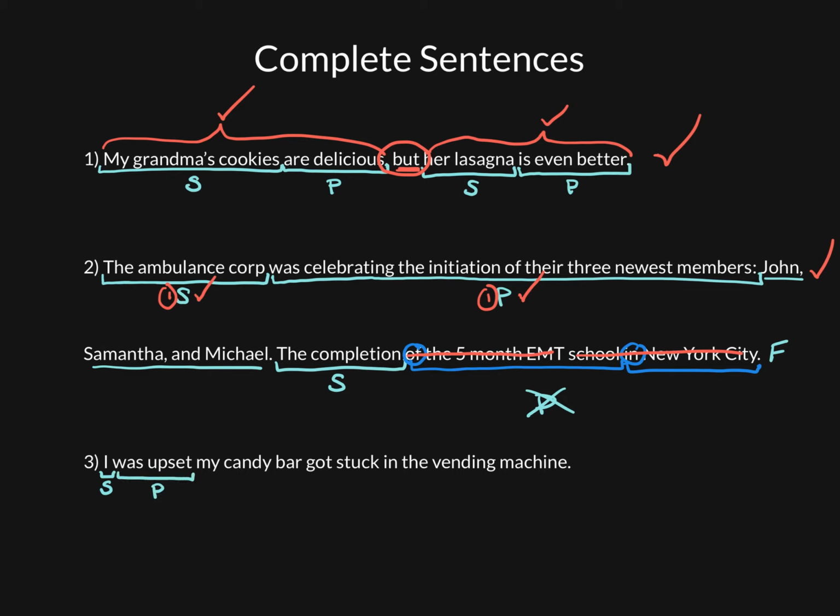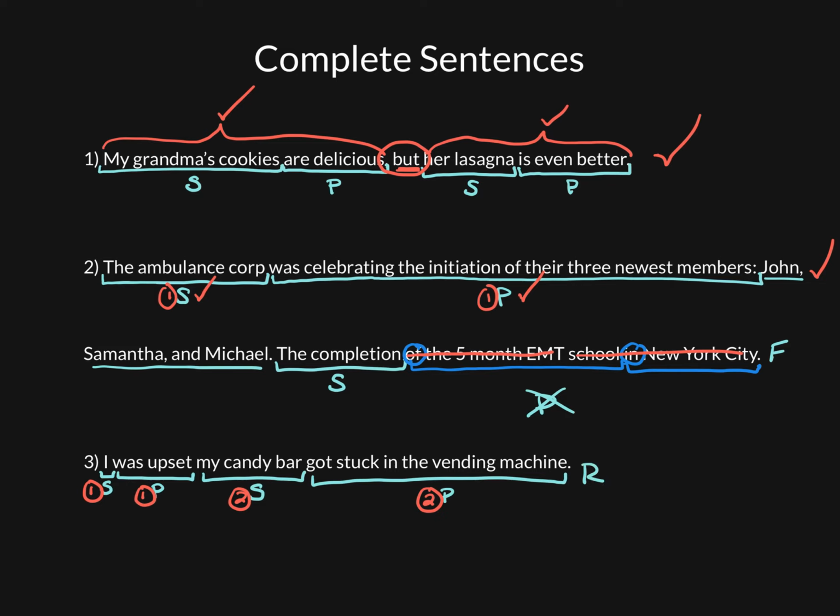Now we also have "my candy bar got stuck in the vending machine." So here we have another subject, my candy bar. That's a new thing that we're referring to. What did my candy bar do? Well, it got stuck in the vending machine. So here, even though this initially looks like a correct sentence, we actually don't have a sentence here. We have a run-on sentence because we have one subject, one predicate, as well as a second subject and a second predicate. So that makes this a run-on sentence.